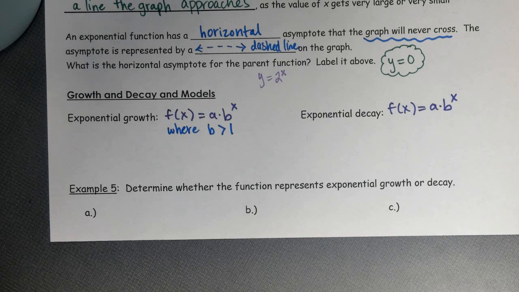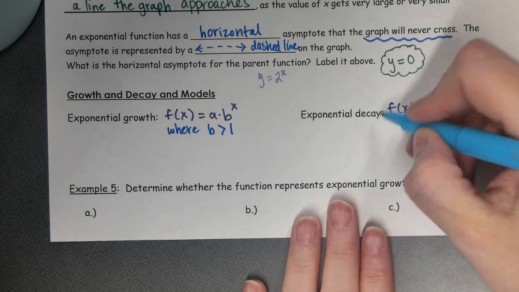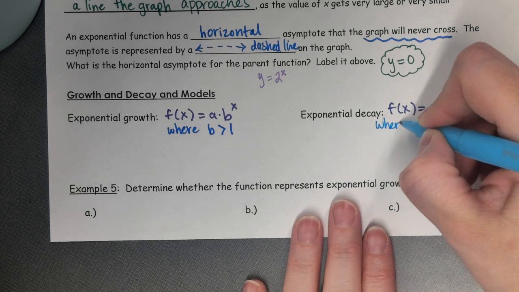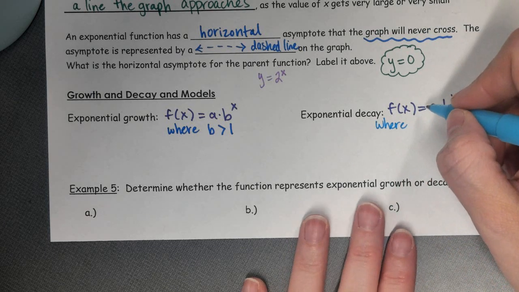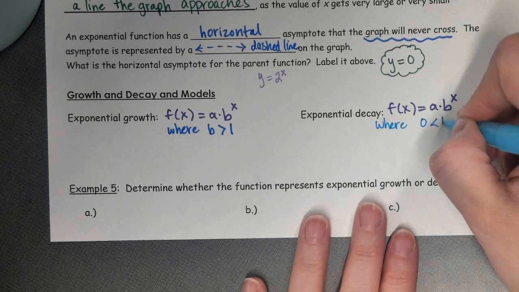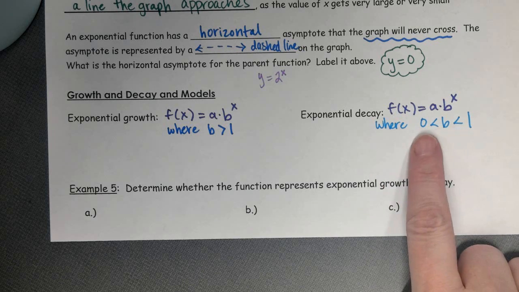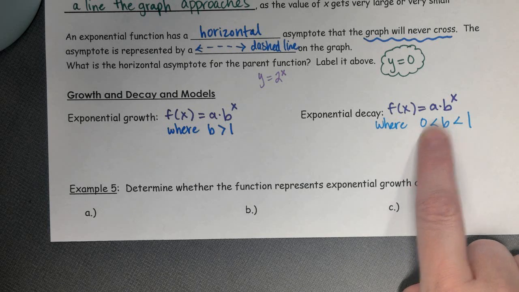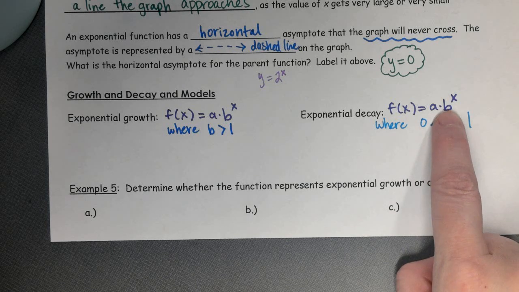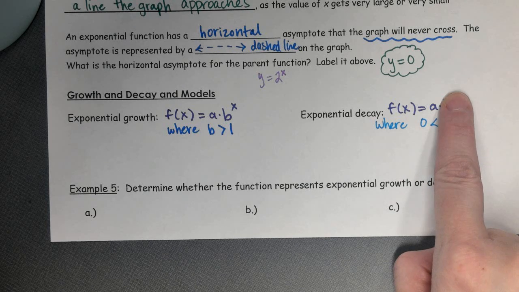So if it is exponential growth, the value of b has to be greater than 1. Okay, and if it's decay, the value of b is between 0 and 1. So it has to be greater than 0, but less than 1. And again, it does not include it. So if the base was 0, okay, this wouldn't even exist anymore.